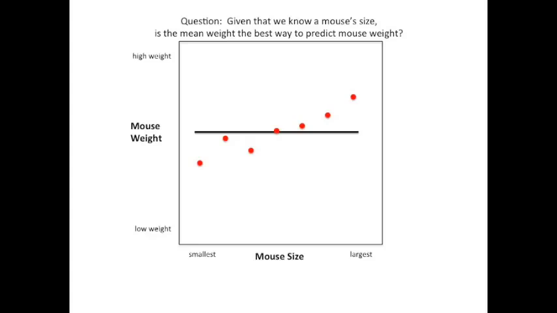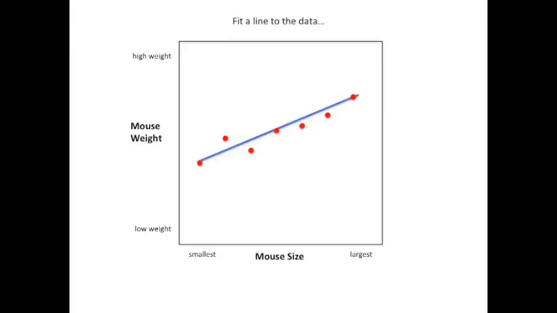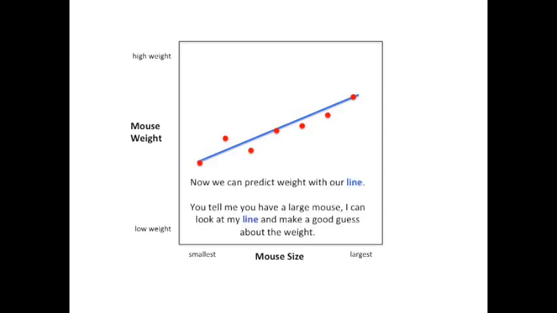Here's a question for you. Given that we know an individual mouse's size, is the mean or average weight the best way to predict that individual mouse's weight? Well, the answer is no. We can do way better. All we have to do is fit a line to the data. Now we can predict weight with our line. You tell me you have a large mouse, I can look at my line and make a good guess about the weight.